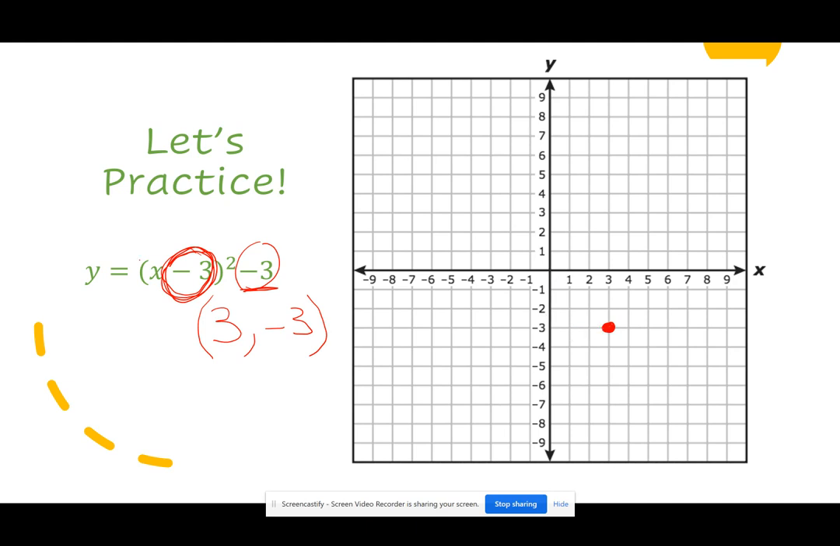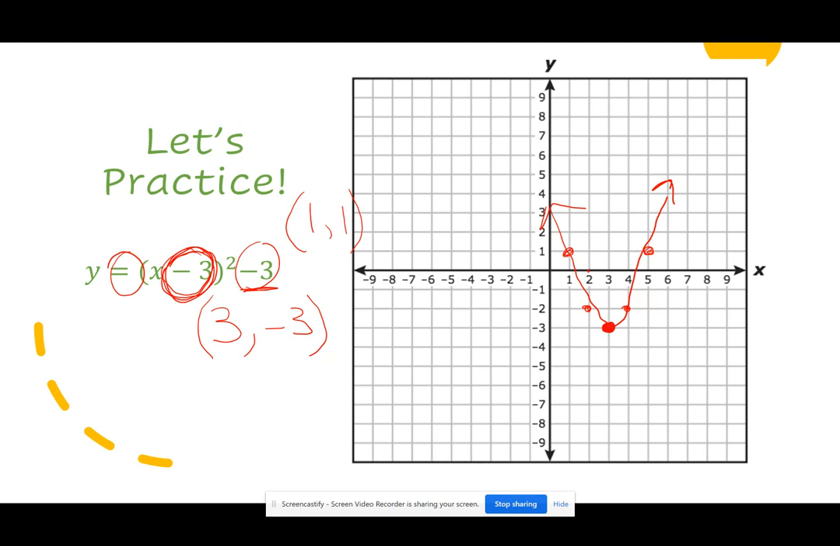Now, we don't have any a value, so we would normally move from here over 1, up 1, over 1, up 1, and from 2 we go up 4. So now you can do that same exact graph here, because since we don't have a shrink or a compression, our parabola stays the same. It's just shifted down 3 and right 3.